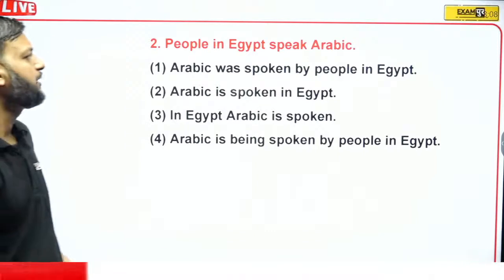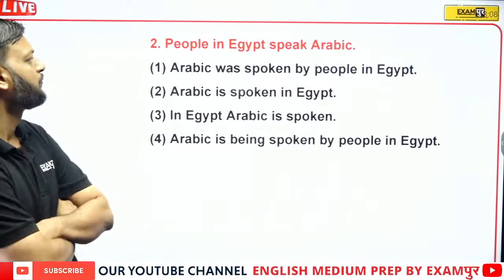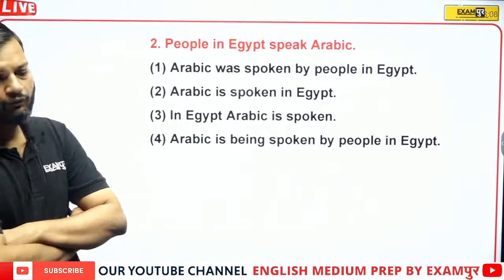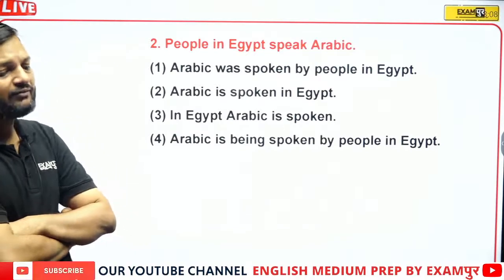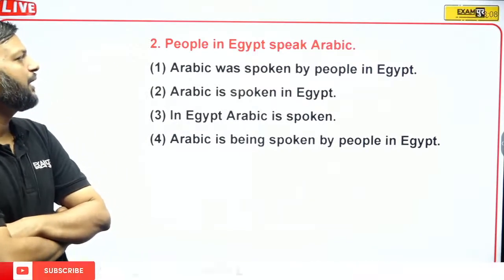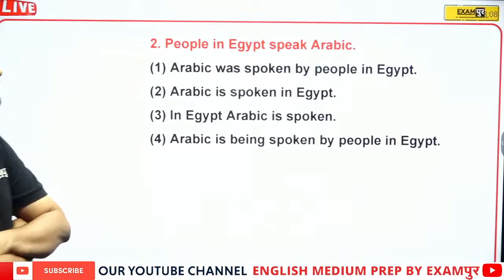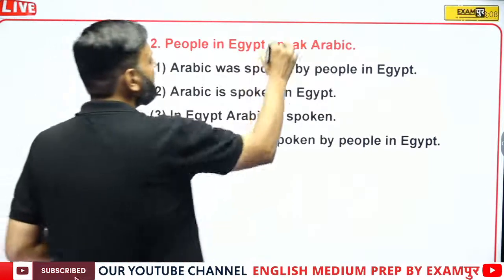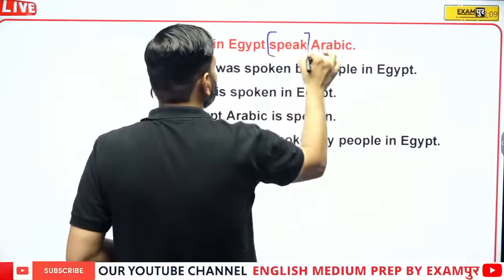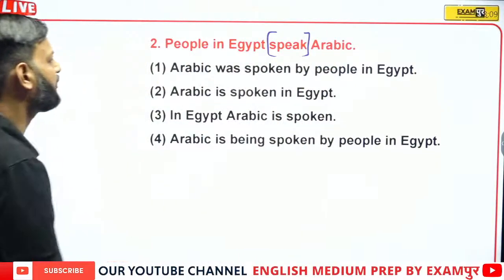People in Egypt speak Arabic. What should be the passive of this sentence? People in Egypt speak Arabic. See, the very first thing is, here we have the first form of verb.